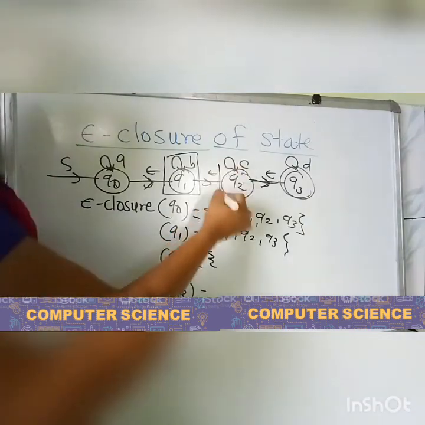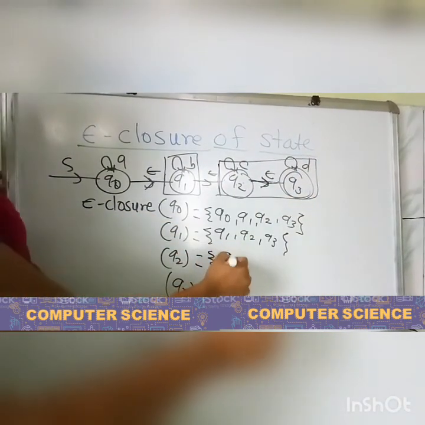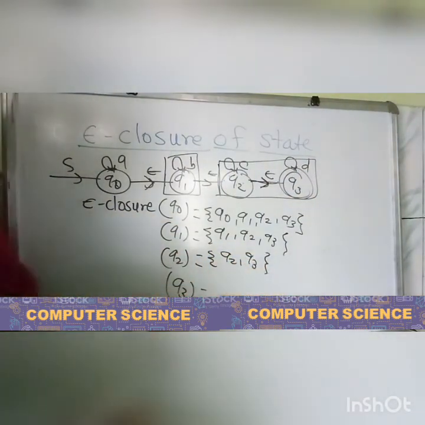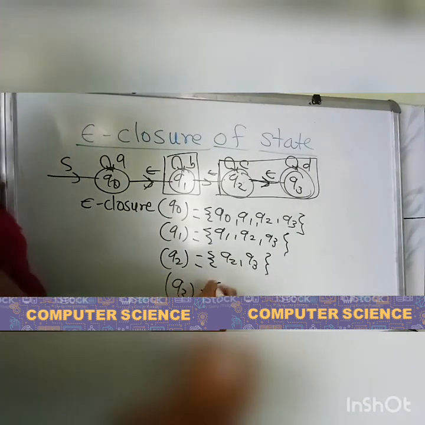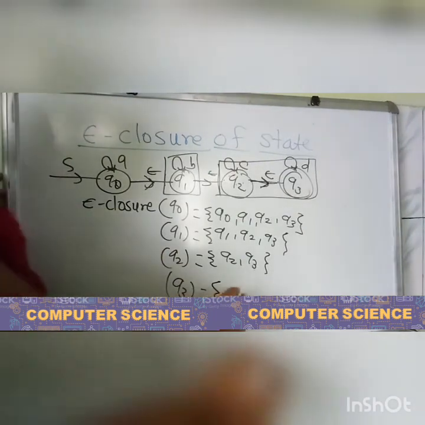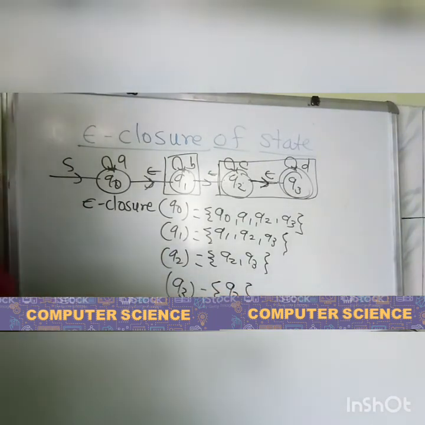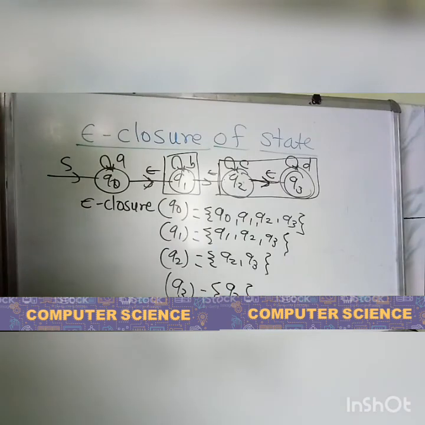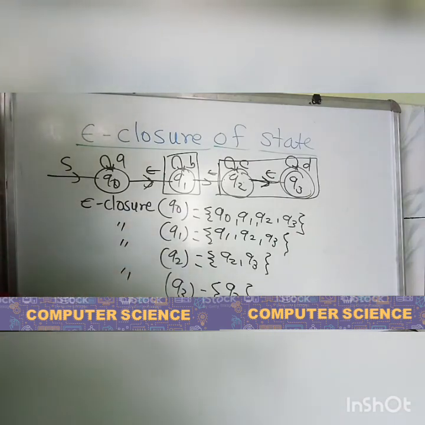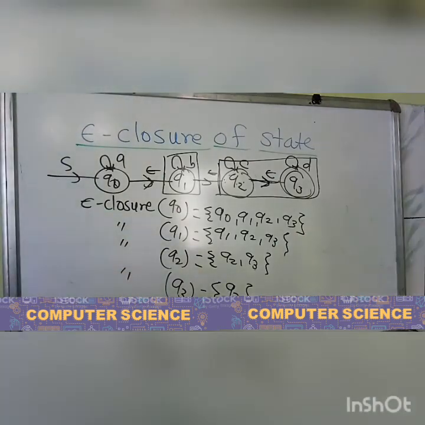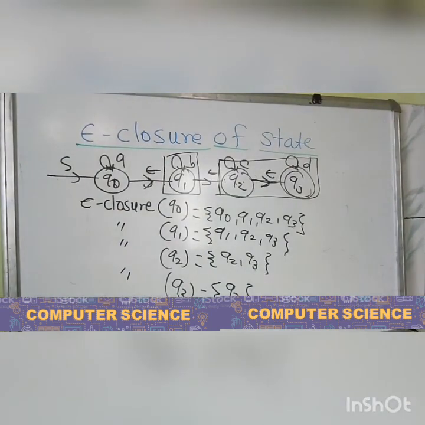For Q2, we see that Q2 and Q3 are connected by epsilon, so Q2 and Q3 will come under the closure of Q2. Again for Q3, as we know that every state comes into its own epsilon closure, Q3 will come into its closure itself. This is the procedure to evaluate any state's epsilon closure.